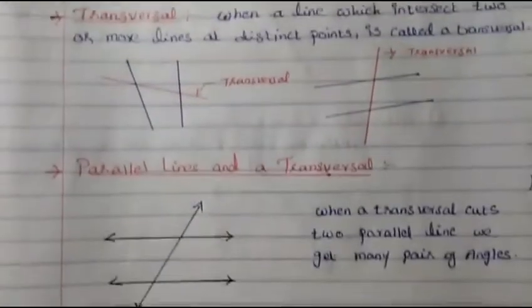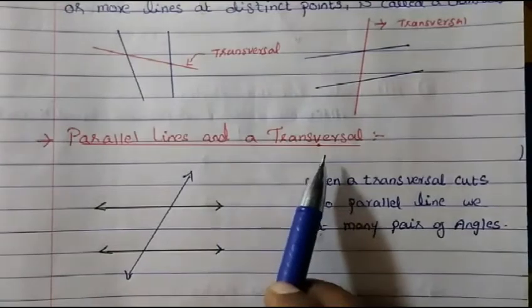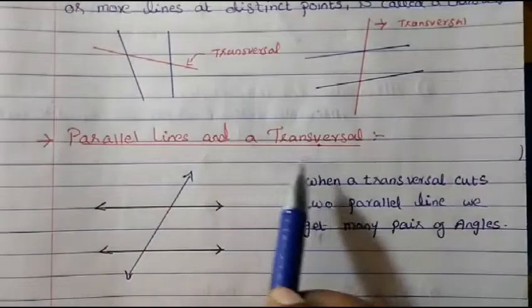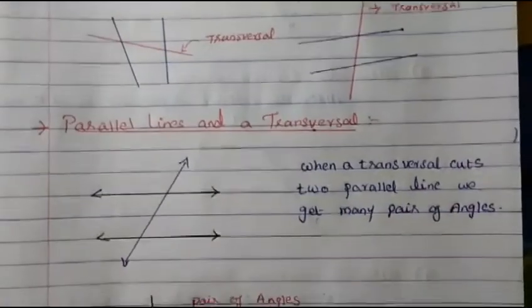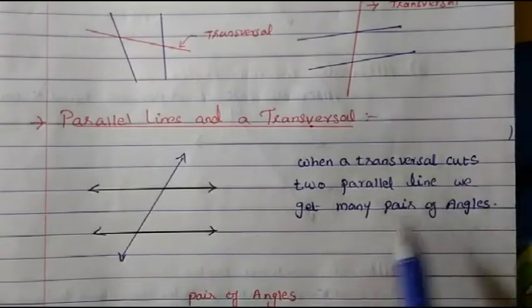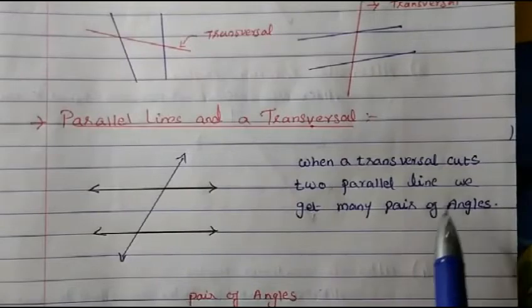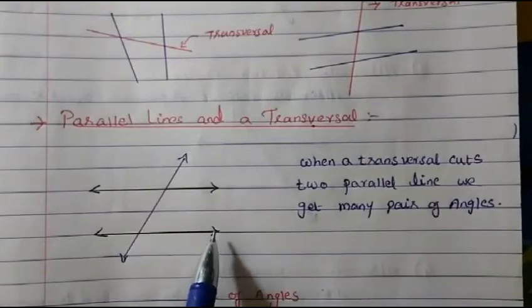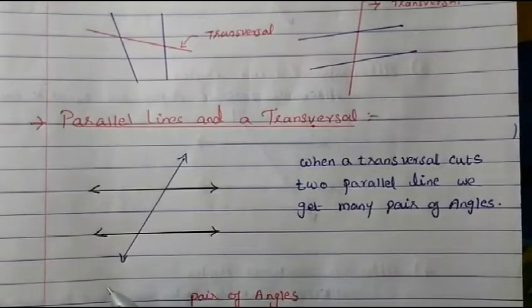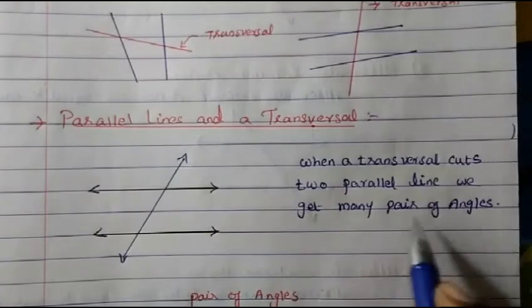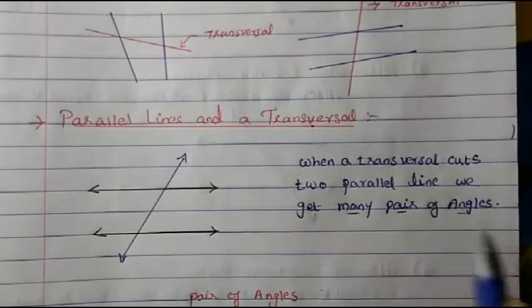So now we will study parallel lines and a transversal. What happens when you have two lines as parallel lines and a transversal? You can see here, when a transversal cuts two parallel lines, we get many pairs of angles. The black lines I have put are parallel lines, and the blue line that you see is the transversal. So when parallel lines are cut by the transversal, many pairs of angles are formed.